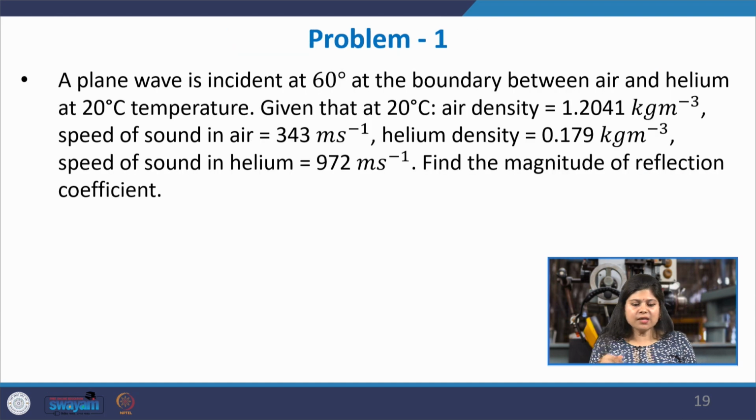Now, with this understanding, let us solve one problem on oblique incidence before we close this lecture. Let us say a plane wave is incident at 60 degrees on the boundary between the same air and helium, the same old friends. Okay. So, here the density and the respective speed of sound for the two mediums are given to us. Now, we want to find out the magnitude of the reflection coefficient.